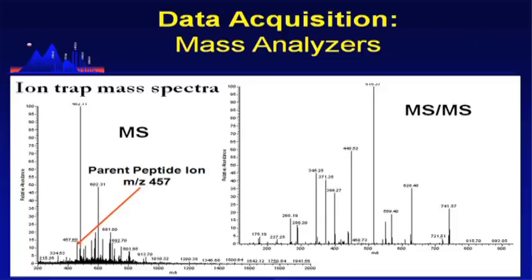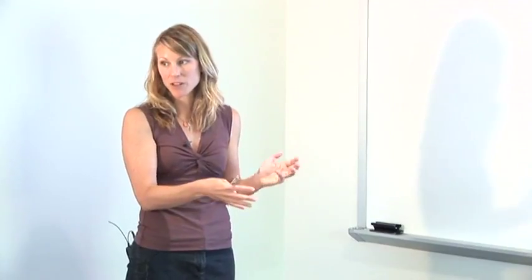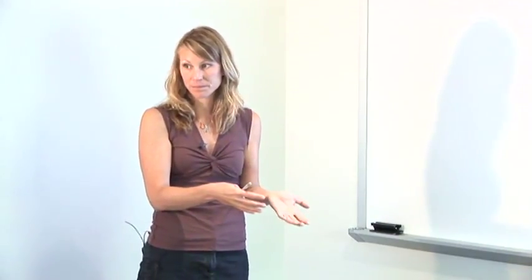and you can imagine over the course of even a short 30-minute gradient, you've got your HPLC separating your peptides over time, and they're going into the mass spec, and you're continuously doing this over 30 minutes. So you create thousands and thousands of spectra, even in a relatively short run.